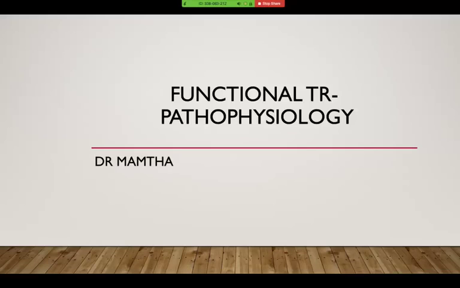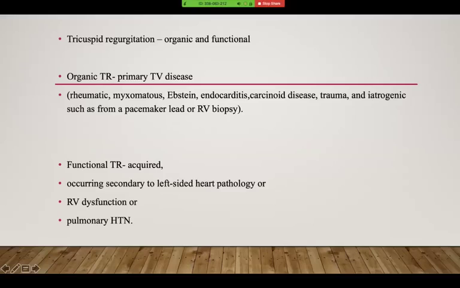Today I'll be talking about functional tricuspid regurgitation, pathophysiology. There are two types, organic and functional. Organic TR is primarily a tricuspid valve disease. The causes are rheumatic, myxomatous, Epstein's anomaly, endocarditis, carcinoid disease, trauma, and iatrogenic, such as from a pacemaker lead or RV biopsy. And there is functional TR, which is acquired, which occurs secondary to left-sided heart pathology or RV dysfunction or pulmonary hypertension.